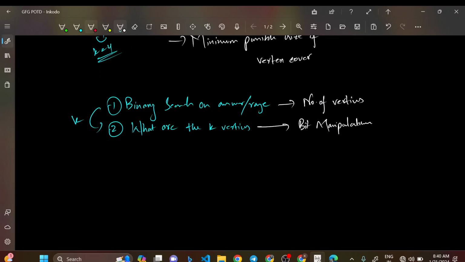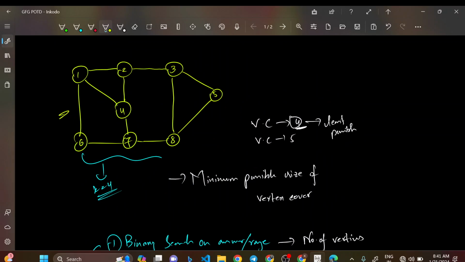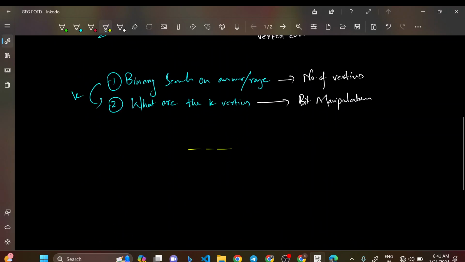So total vertices, how many are there? I'll explain it at a grassroots level, need not worry about it. How many vertices are there in total? N vertices. We will put a binary like this. In this case, let us assume there are 8 vertices, so 1 2 3 up to 7 8. So we have considered 8 bits like this.